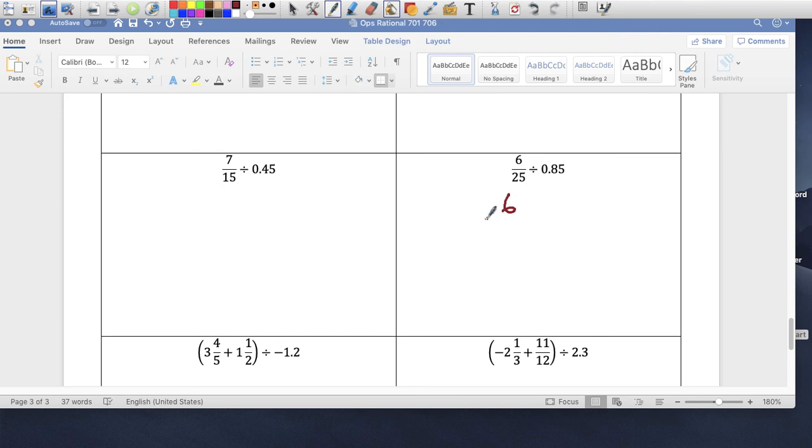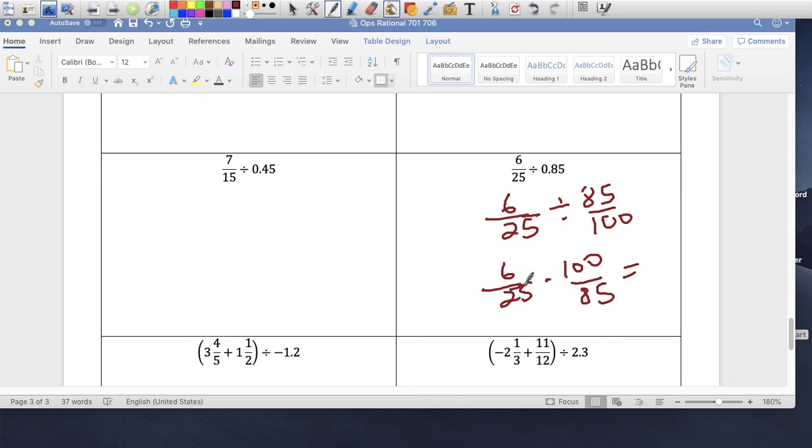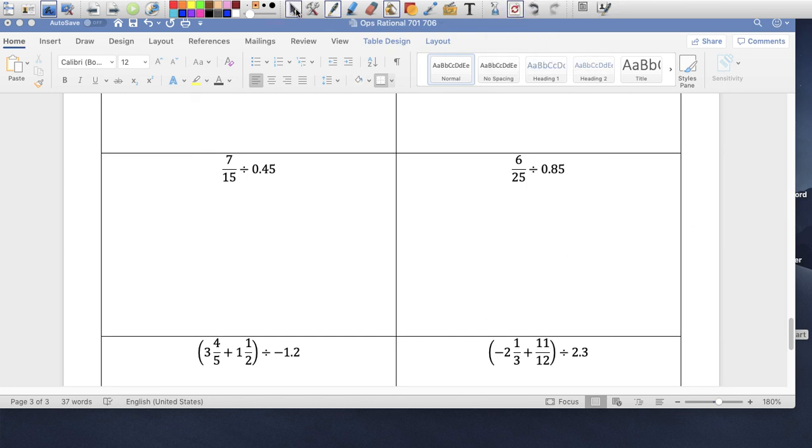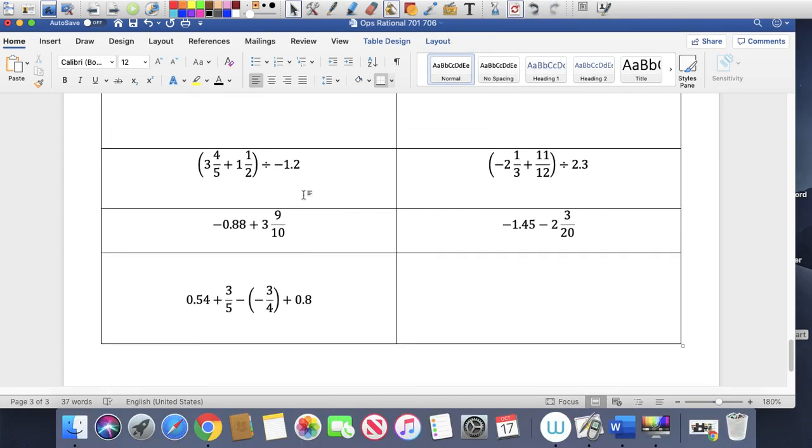Same thing here. Change one of them to your advantage, and in this case, change it to a fraction. 6 over 25 times 100 over 85. I can simplify 25 and 100. 25 divided by 25 is 1, 100 divided by 25 is 4. That's it, nothing else can be simplified. So 6 times 4 is 24, and 1 times 85 is 85. Final answer. Okay, not too many left over.